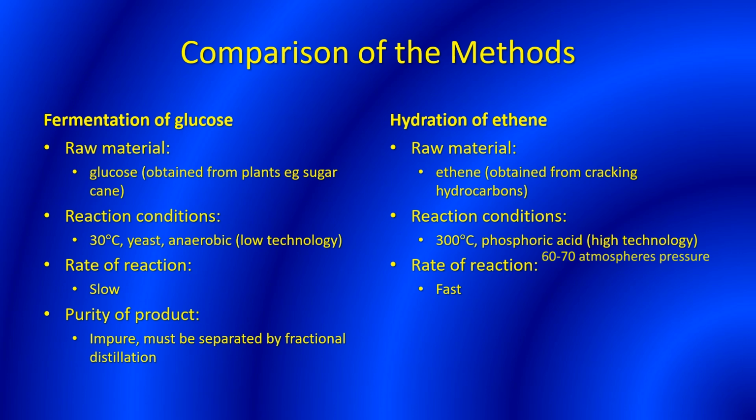And then in terms of the purity of the product, the ethanol produced by fermentation is a solution, and so if we wanted that ethanol, we must separate it from the mixture by fractional distillation, which is time consuming and requires more energy. However, by hydrating ethene, we do produce pure ethanol. So you can see from this comparison that there are quite a lot of advantages and disadvantages to both methods. Sometimes in an exam, you might be asked to do a comparison of the two different methods.